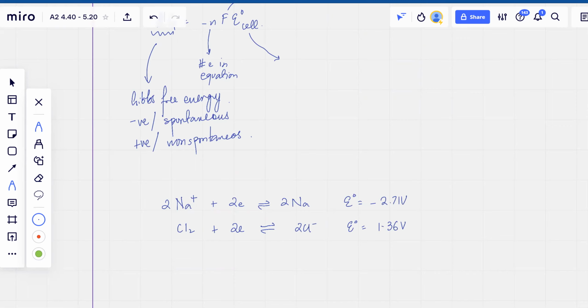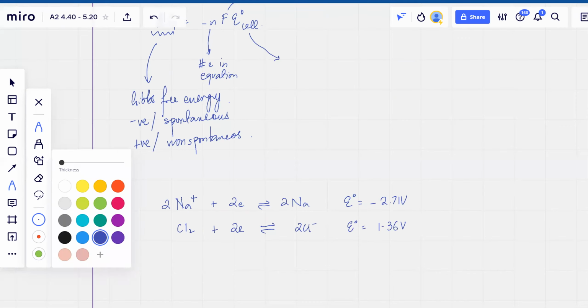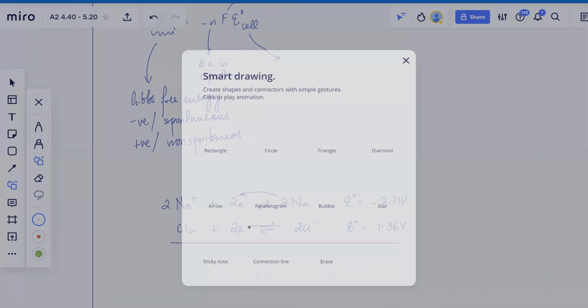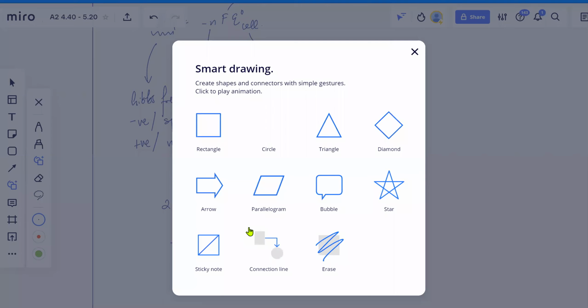So which of them would gain electrons? Which one would be the one that would be losing electrons? Out of the two, who gains electrons? Chlorine. Sodium loses. Okay, so chlorine has a higher potential, right? It's going to gain electrons. And the other one is lower potential, it's going to lose electrons, right? I said the other one would lose electrons.